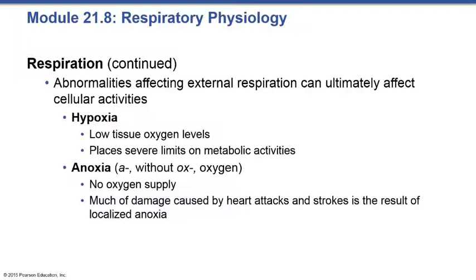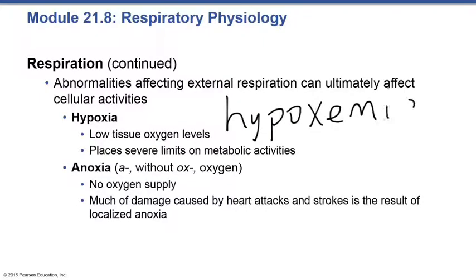Now, if there isn't enough external respiration, then we can use these two words to describe that. Hypoxia would be low tissue oxygen levels, and going along with that, if a person has hypoxia, you may also hear it referred to as hypoxemia, and you know that emia refers to an abnormal condition of the blood. So hypoxia would lead to hypoxemia, that is low levels of oxygen in the blood. If you don't have enough oxygen in the blood, then the cells are not able to do their metabolic processes. So now we see again the connection between external and internal respiration.